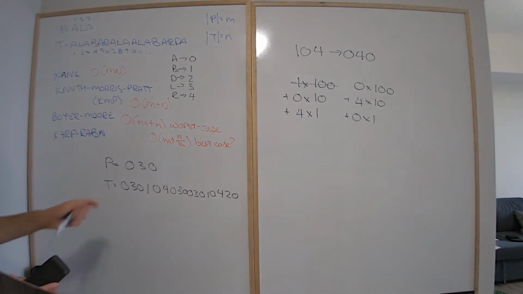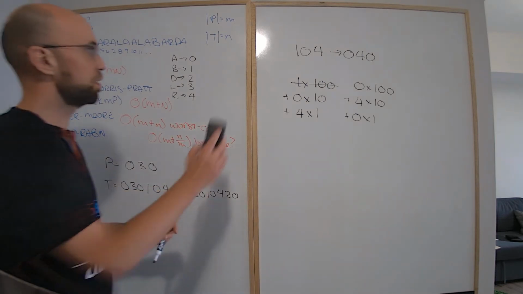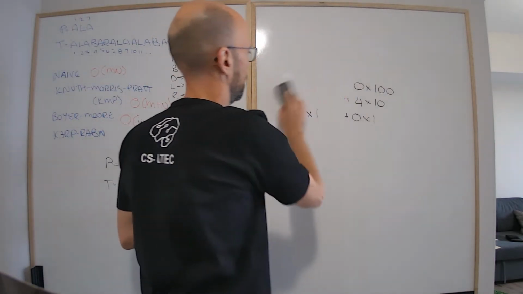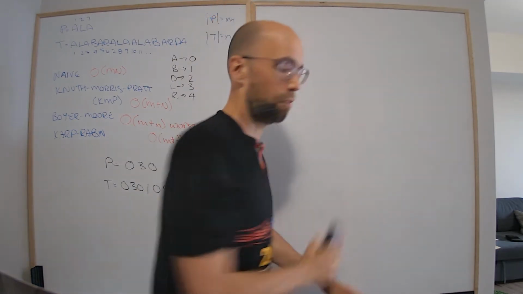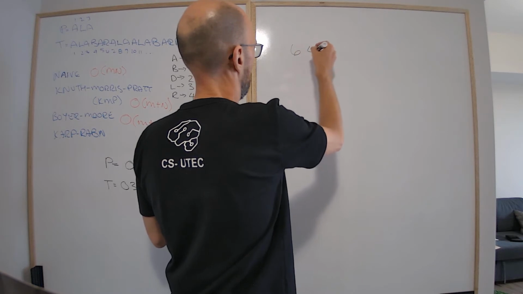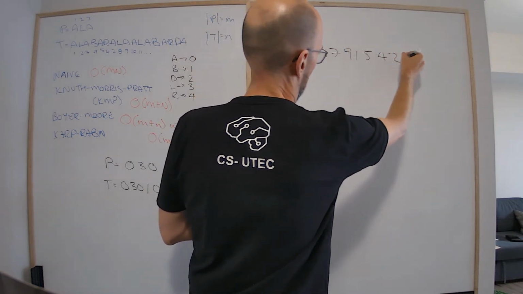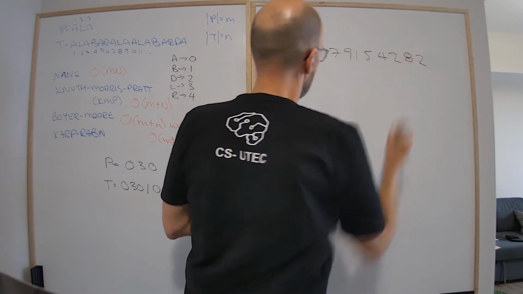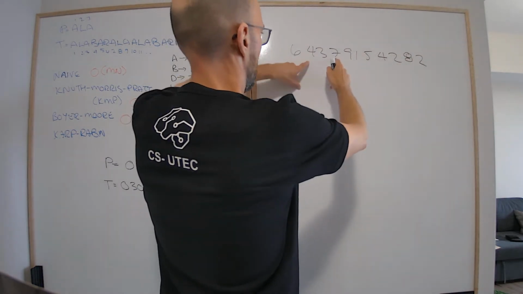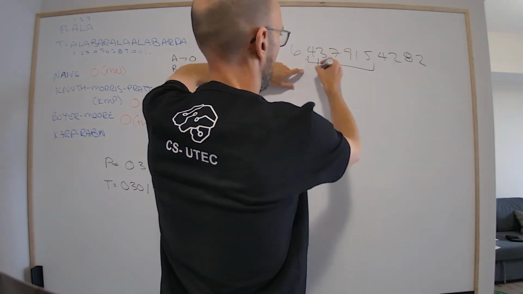Where's something more interesting? Unfortunately, everything has A's in here, so there are all these zeros. But say we wanted to go, so let's put something a bit more interesting. 6, 4, 3, 7, 9, 1, 5, 4, 2, 8, 2. We want to go from, let's say that we look at this number, and now we want to go to this number.